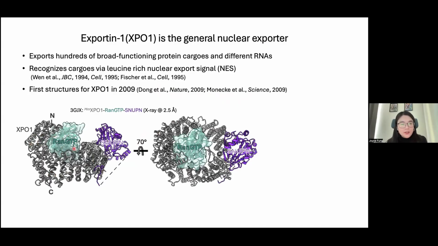So Expo1 here in gray is a HEAT repeat protein, which has 21 HEAT repeats. These are pairs of helices, A and B helices, that stack to form a solenoid structure. And Expo1, when it's bound to cargo, forms a ring. The RAN GTP binds on the inner surface, and Snurportin uses the outer surface, the outside.